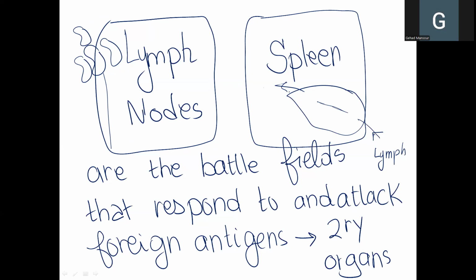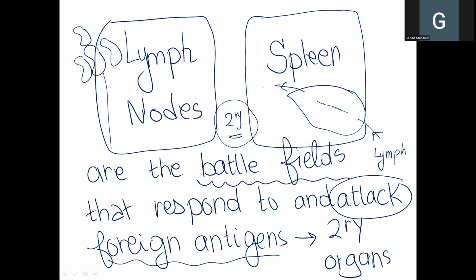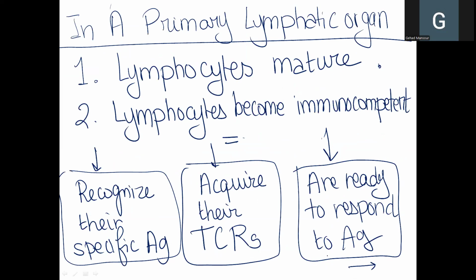The lymph nodes and the spleen are considered secondary lymphatic organs. They do not make lymphocytes from scratch, and they do not teach them how to become immunocompetent. They just receive them after they have matured and become immunocompetent. But the importance of the secondary lymphatic organs is that they are the battlefields of the lymphatic system. They receive the foreign antigens and they have the necessary immunocompetent T and B lymphocytes that can attack those antigens.